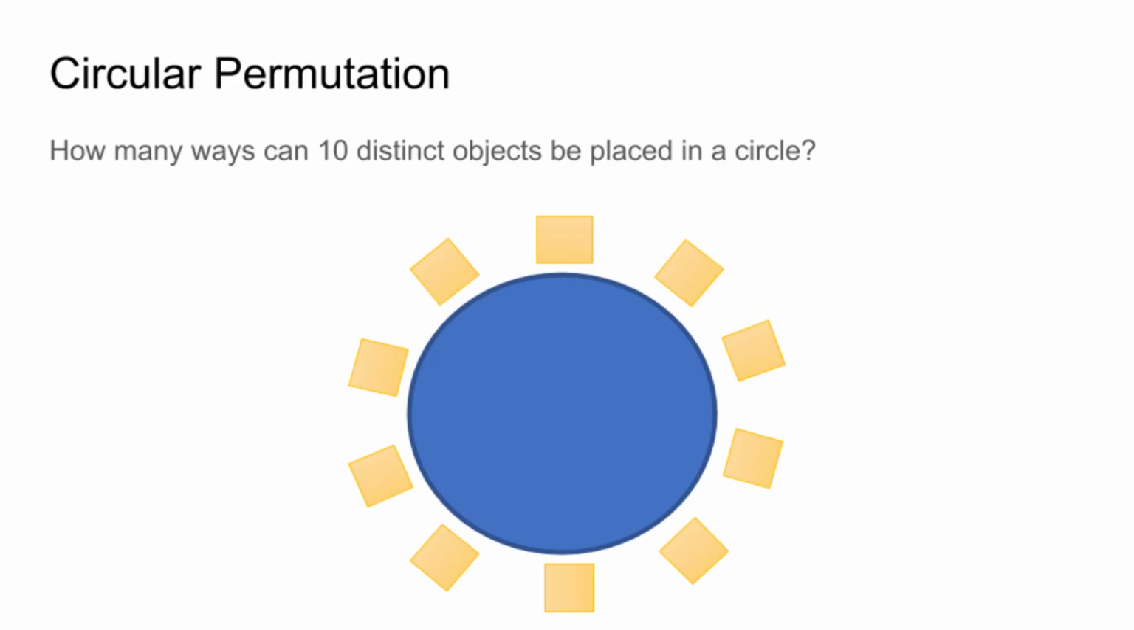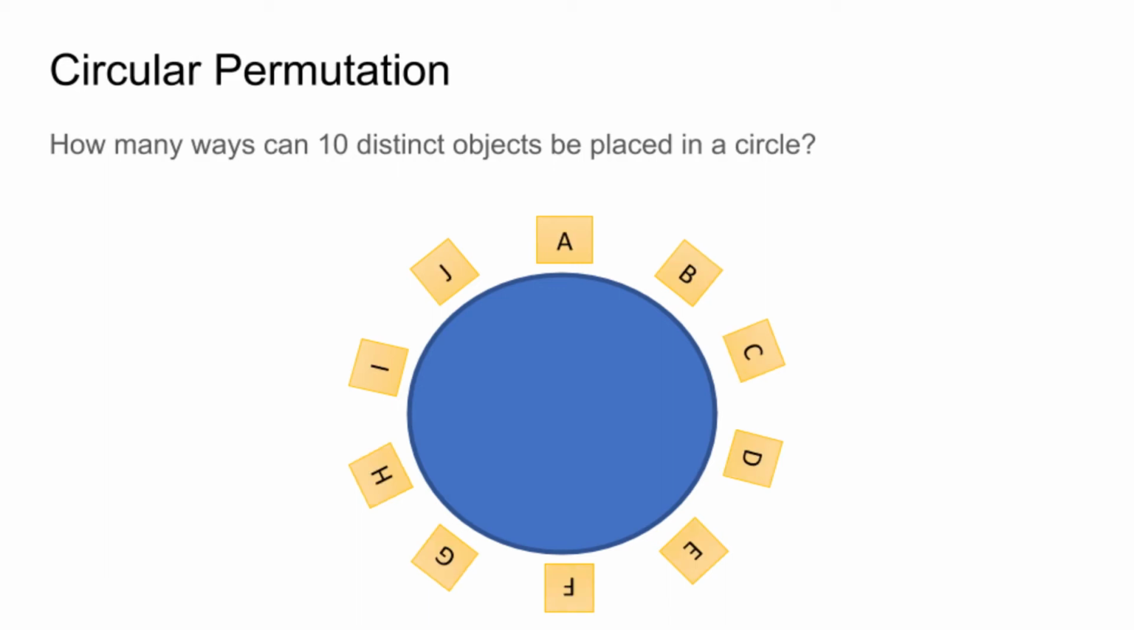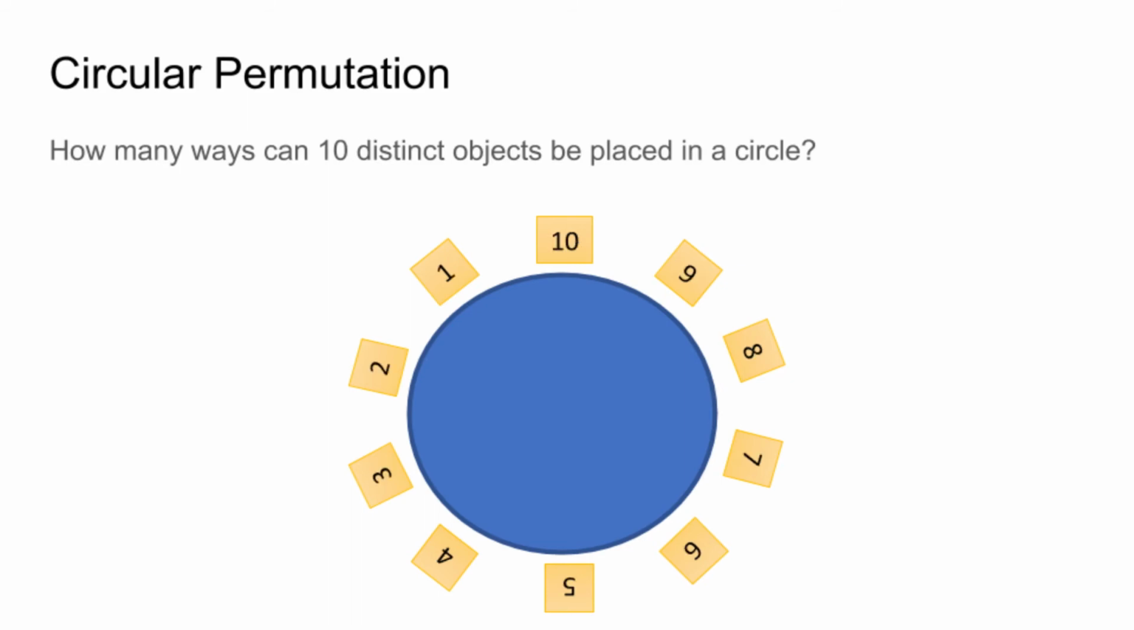Okay, so that was the very basics of straightforward permutations, but circular permutations are a bit trickier to think about. How many ways can 10 distinct objects be placed in a circle? For example, let's just arbitrarily place 10 people in 10 seats around a table. You might think that the answer again would be 10 factorial. 10 options for the first seat, cascading down. But you have to think carefully here.